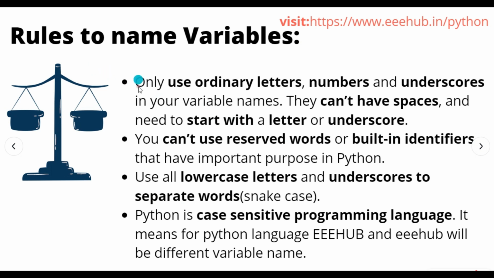Here I have mentioned 4 points, and you have to keep these 4 points in mind while naming any variable in Python. The first point is: only use ordinary letters, numbers, and underscores in your variable names. What does it mean? While naming any variable, you must use only ordinary letters from A to Z, numbers, and underscore. Apart from these 3, you can't use special characters like dollar, hash, at the rate. Also, you can't use space.